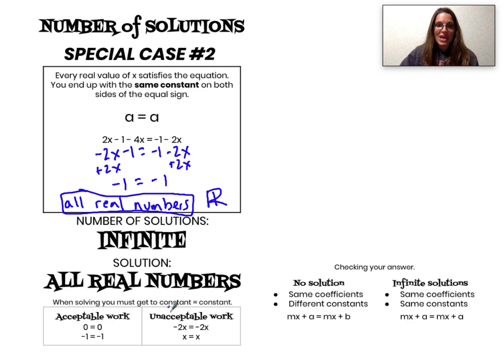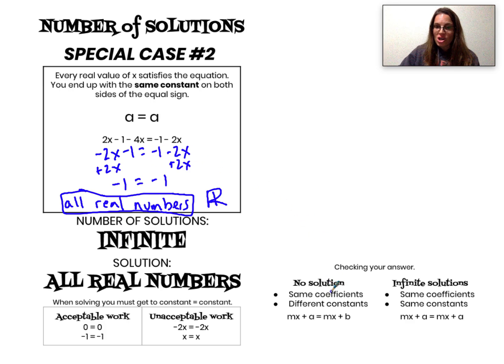But it is not okay to just stop with the variable terms on each side. It's also not okay to just stop at negative 2x minus 1 equals negative 1 minus 2x and realize, hey, this is going to have an infinite number of solutions. The solution is all real numbers. It's great if you can recognize that, but you have to solve until you get to a constant equals another constant.